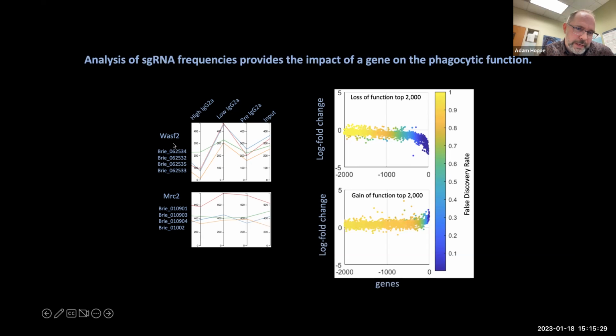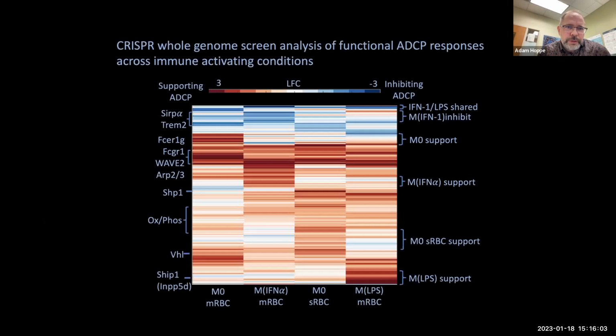So for example, for this gene, WASF2, we have 4 guides targeting it. We can see that these cells are depleted in the high function group, enriched in the low function group, and neutral in pre and input. So we conclude that WASF2 is important for phagocytic function. This other gene, MRC2, is flat across all categories. In terms of frequency, we can conclude that it's not important. From that, we can rank all genes in the genome, and then use that to infer their relative importance for a particular antibody-dependent phagocytic function.